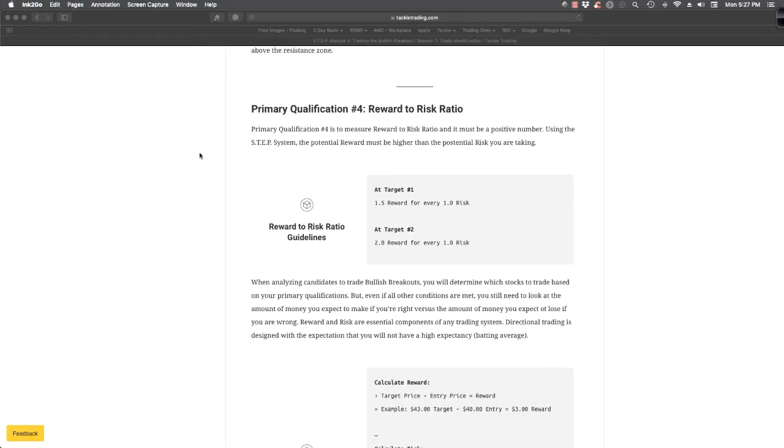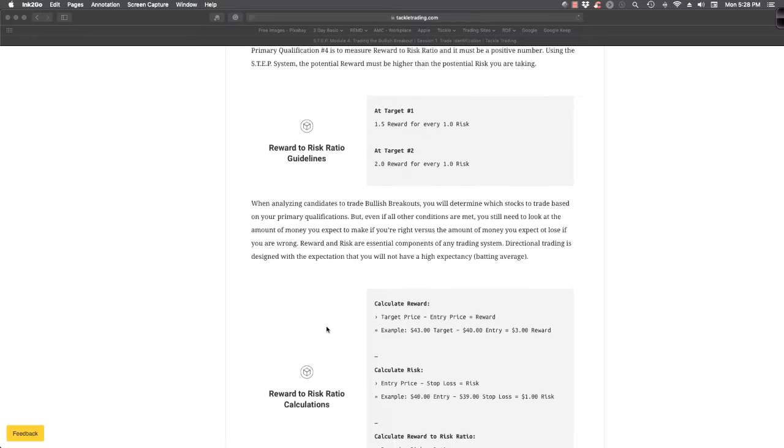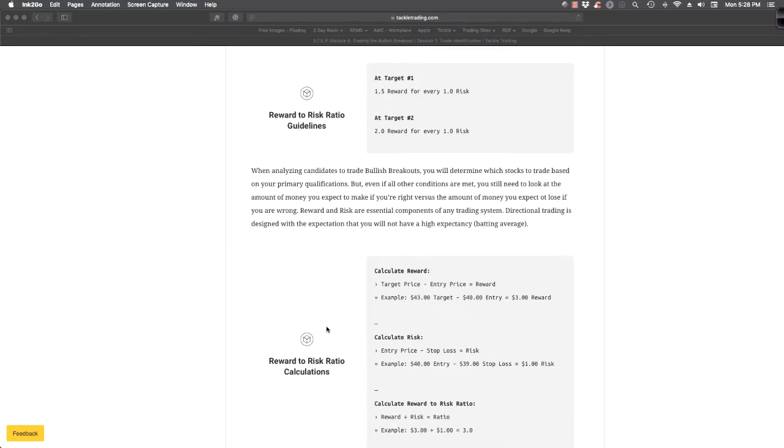Quick concept check. On breakouts, we're looking for very positive reward to risk ratios. Ideally speaking, we're looking for at least 1.5 to 1 reward to risk ratios. Our minimum requirement's 1 to 1. We want to see 1.5 to 1 at target 1, 2 to 1 at target 2. And that's ideal speaking. Now remember, the calculated reward is the distance between your target price minus your entry price.